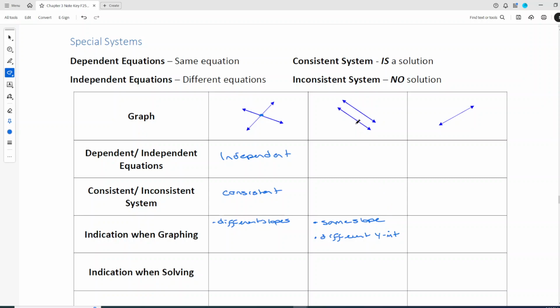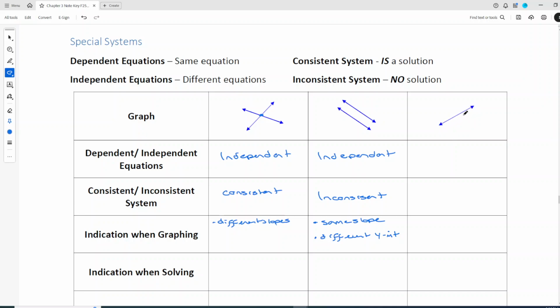What about these equations? Do you think they'd be different or the same? Well, they have to be different. They don't graph the same line. So these would also be independent equations. Is there a solution? Are parallel lines ever going to cross? No. So this is going to be an inconsistent system.